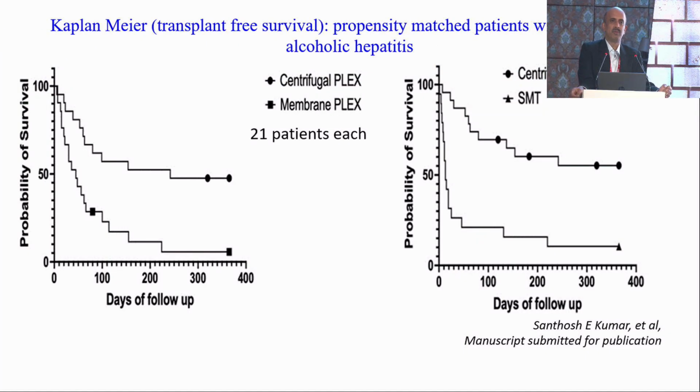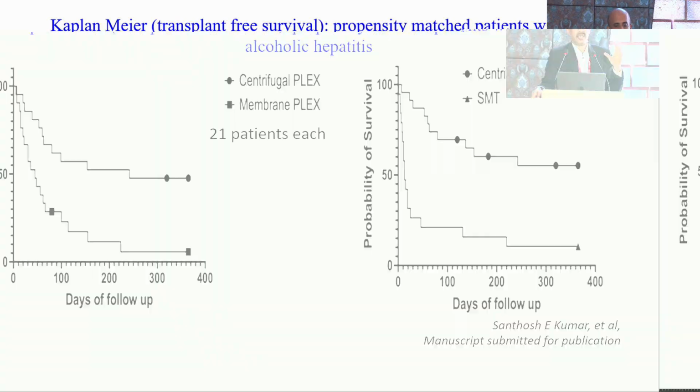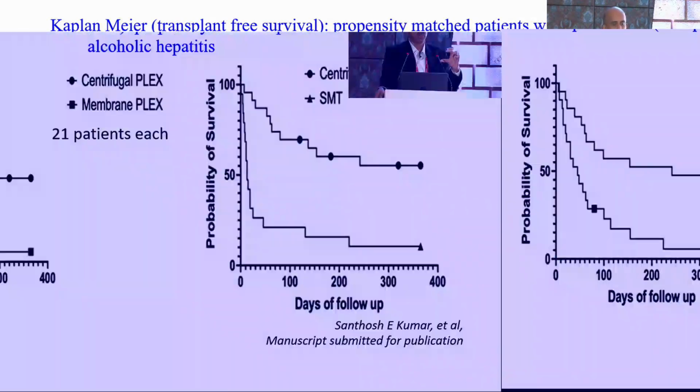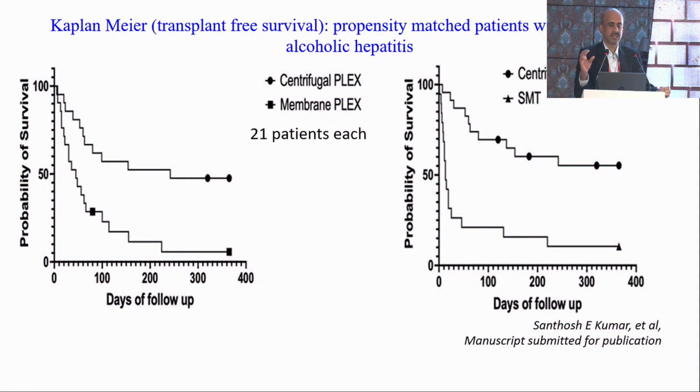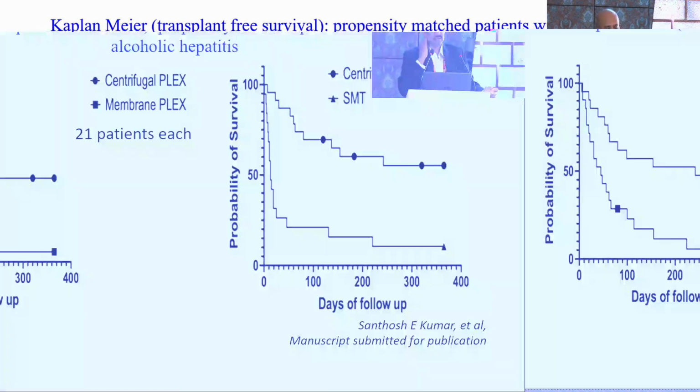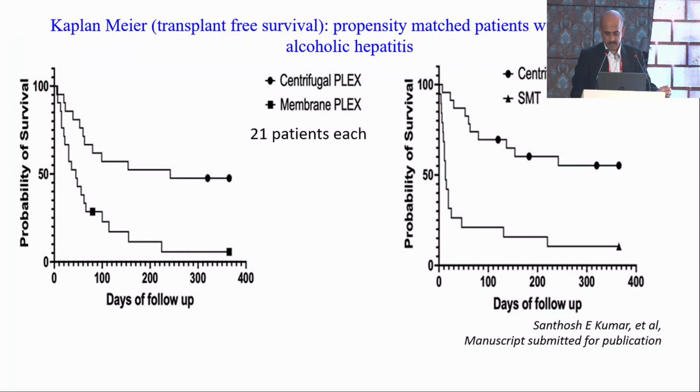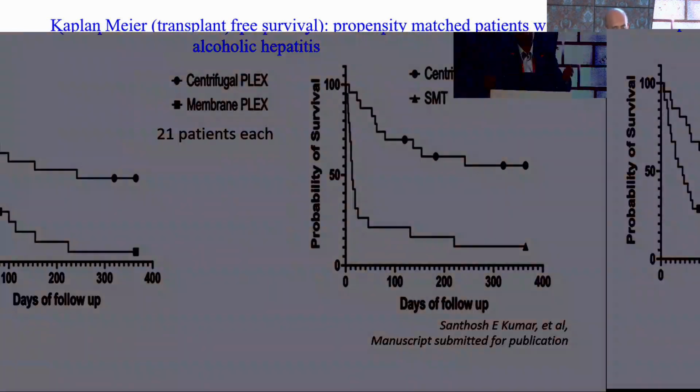So when we do propensity score matching on this data set, that again holds good. The centrifugal plasma exchange seems to have clearly a better survival compared to membrane PLEX or compared to standard medical therapy. And as you can see, now we have patients who have crossed 3-4 years of follow-up, and they remain well.